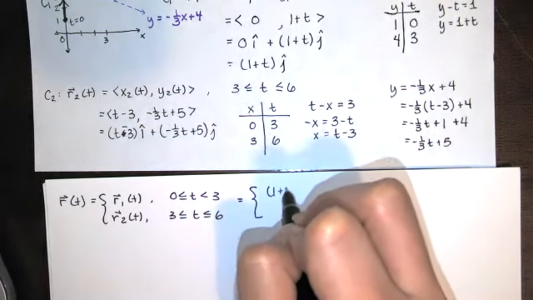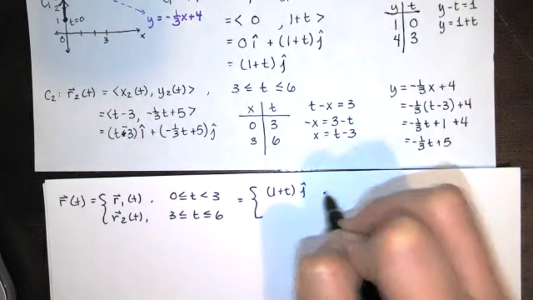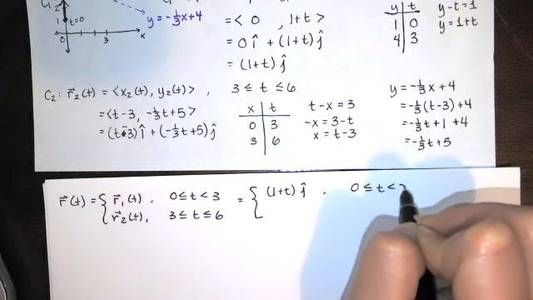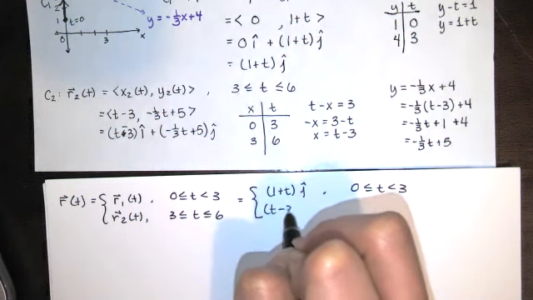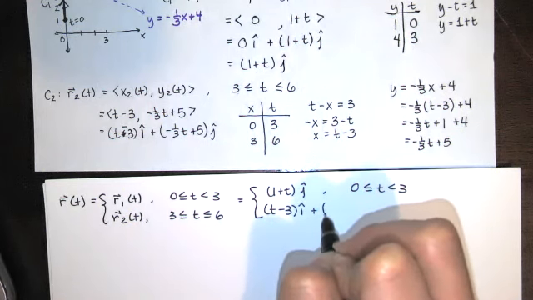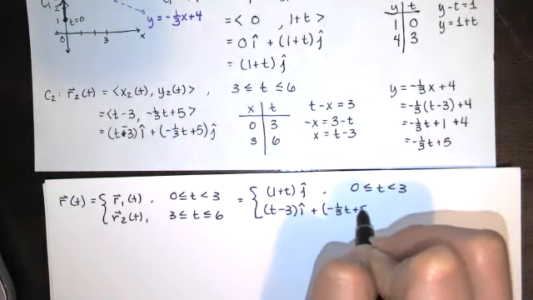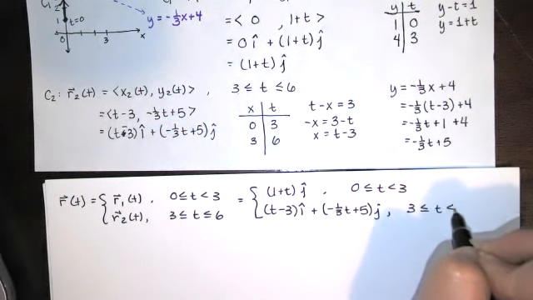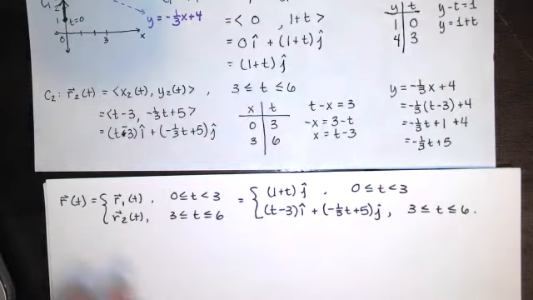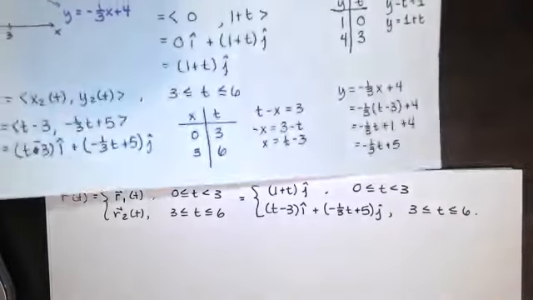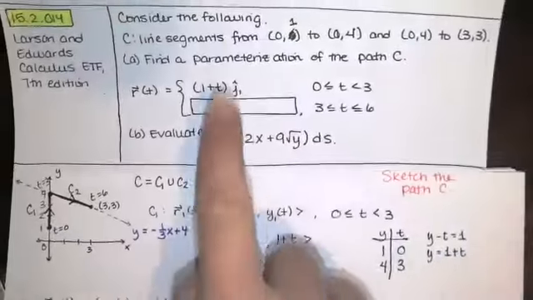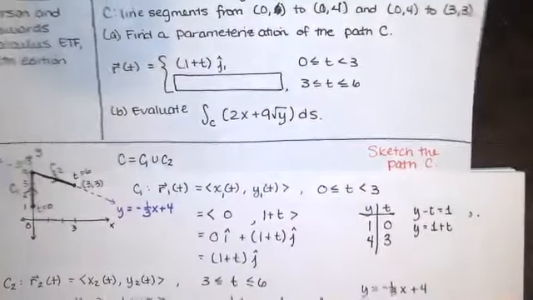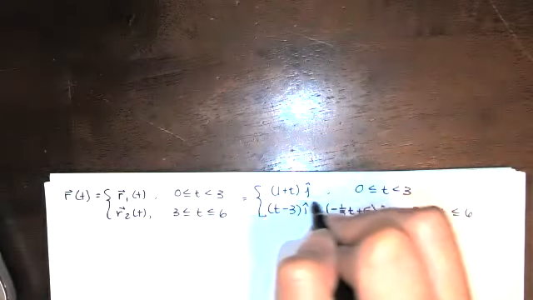So we had 1 plus t times j hat on the interval from 0 to 3. And then we have t minus 3 times i hat plus -1/3 t plus 5 times j hat on the interval from 3 to 6. And that is what we will write in this little answer box right here. Write this piece.